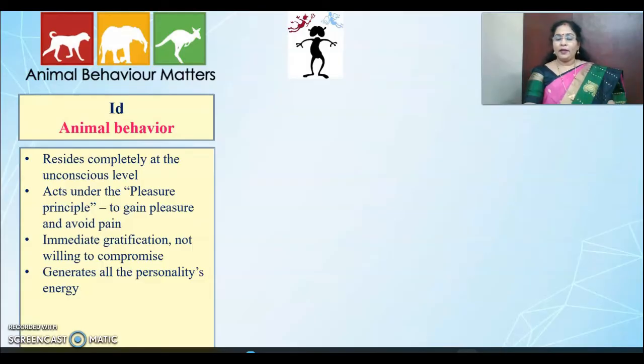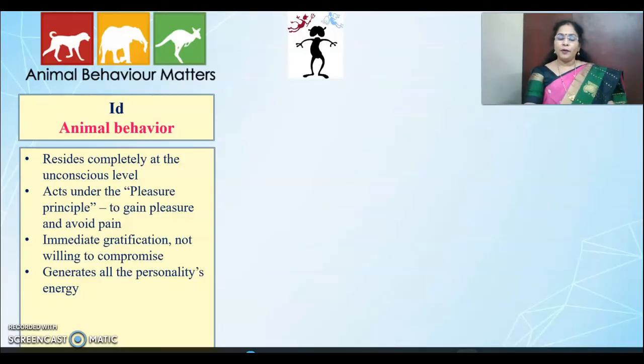Id is the animal behavior, as I told you, and it resides completely at the unconscious level, and it acts on the pleasure-seeking principle to gain pleasure and avoid pain. For an example, if a goat just passes by our door, and if we have a plant which has green leaves in front of our house, will the goat press the calling bell and ask us permission to eat the fleshy leaf? No, the goat just eats on its own. This is what is called animal behavior.